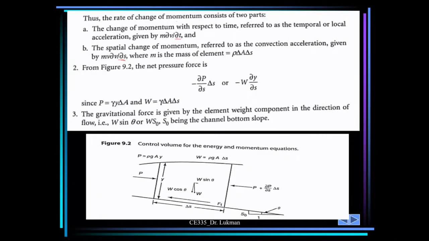Now from the figure, the net pressure force is given by W dy/ds.